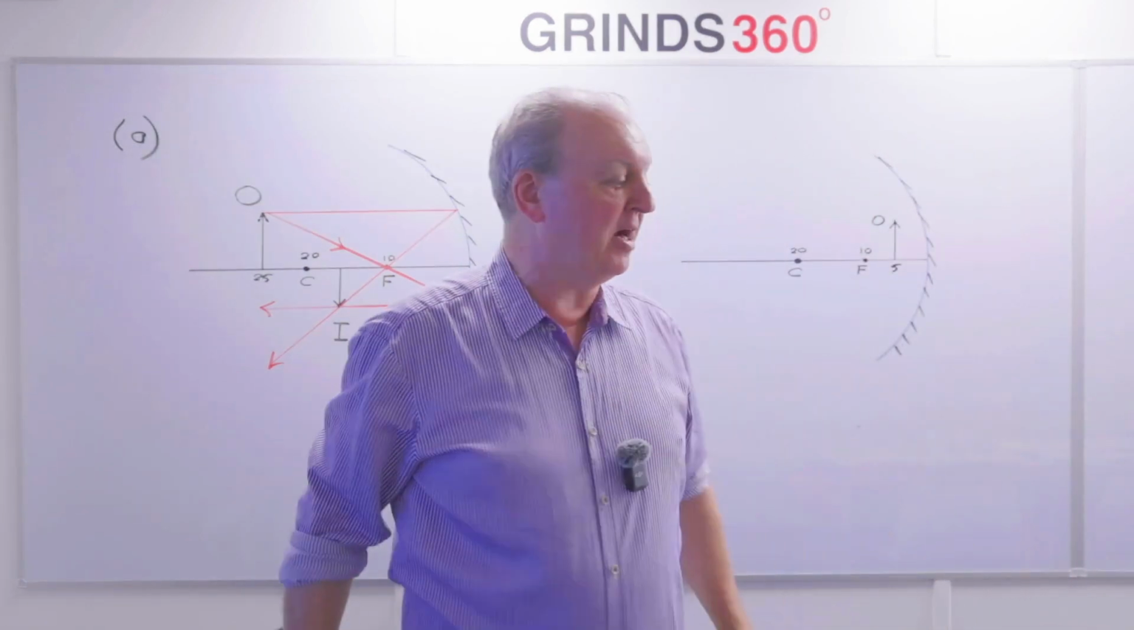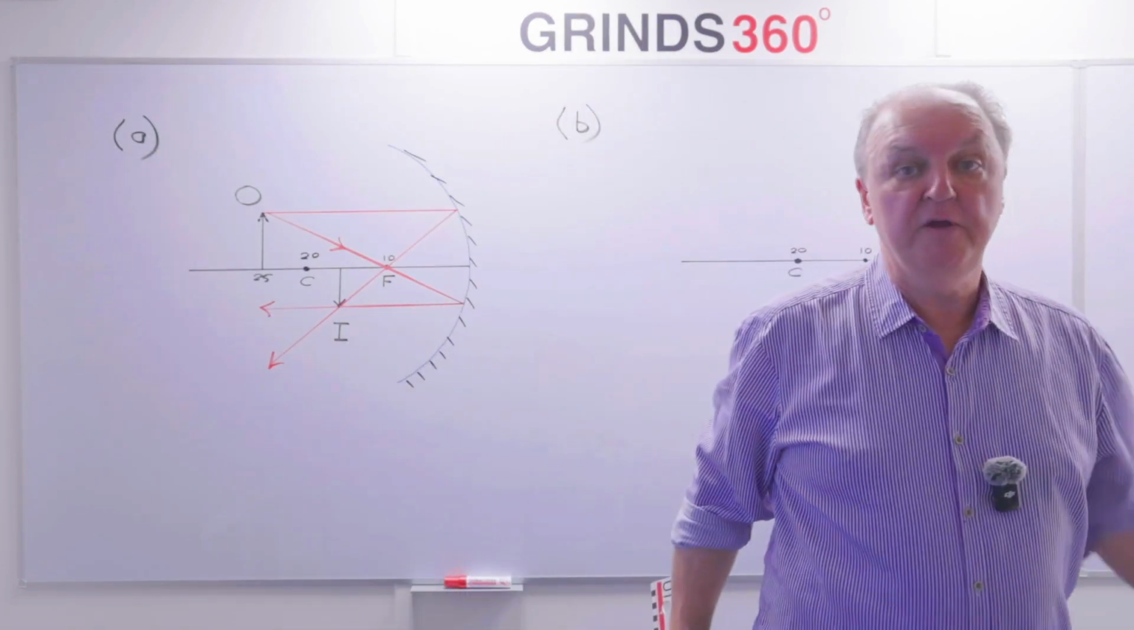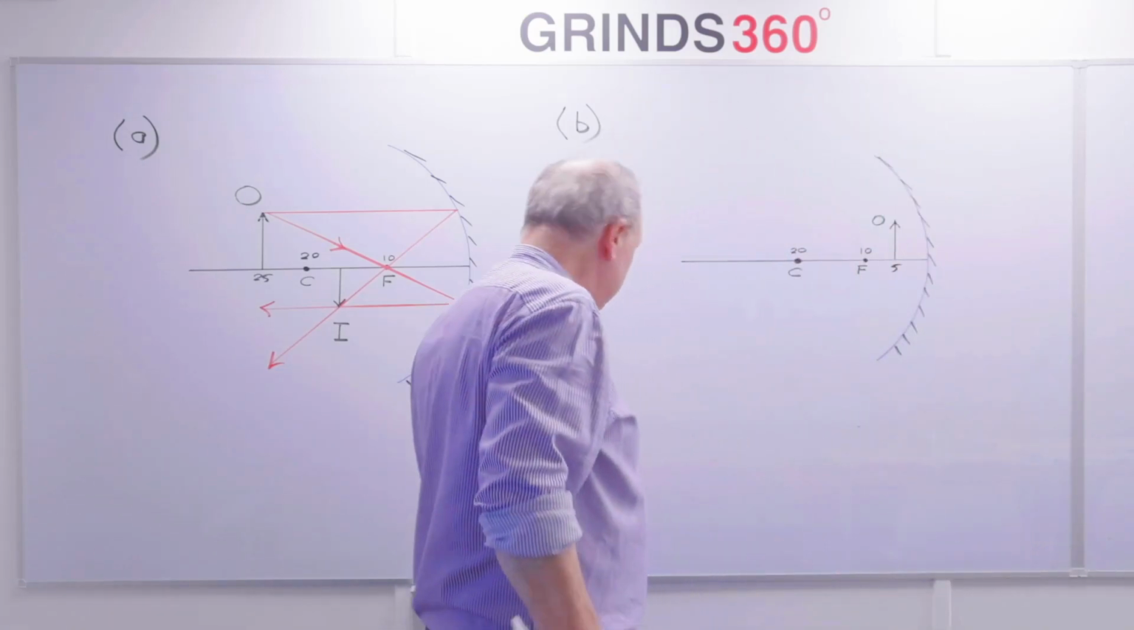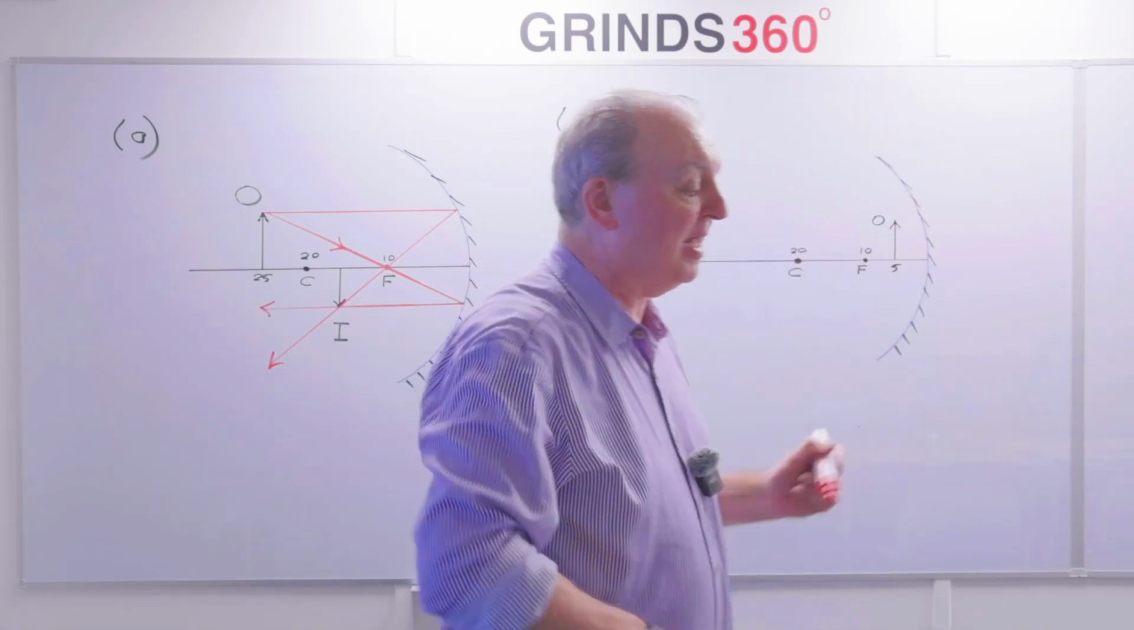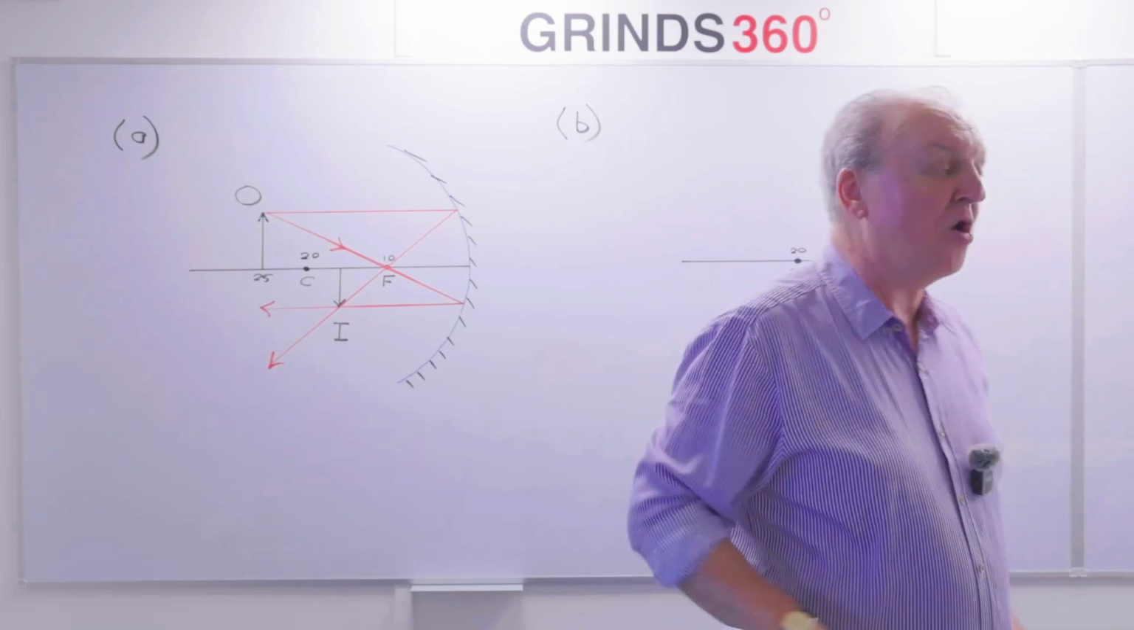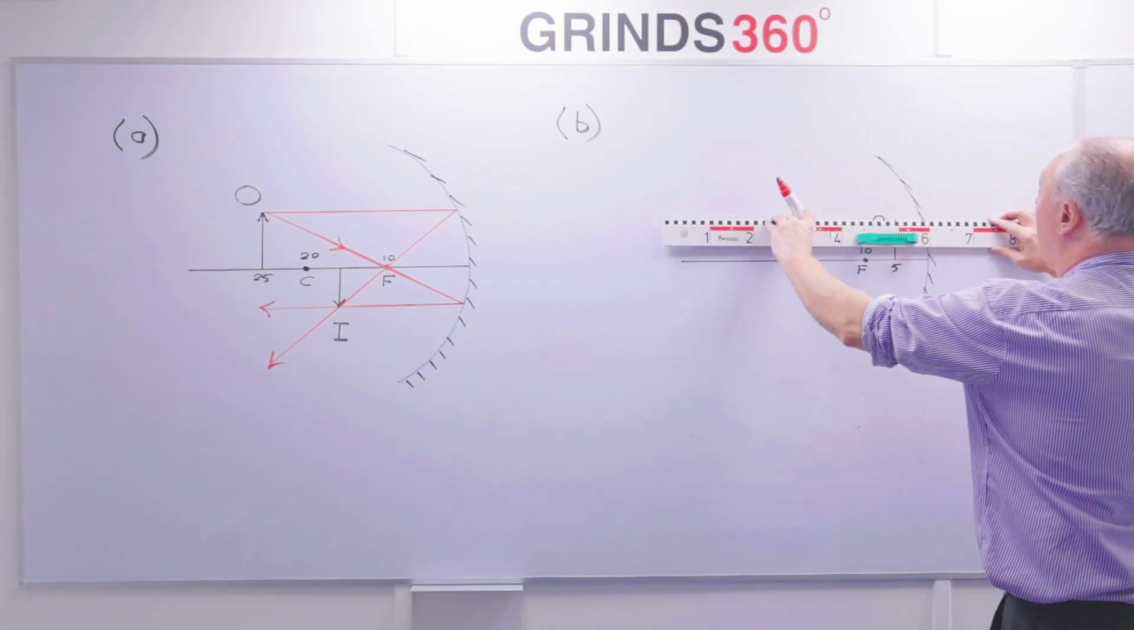So let's do my ray diagrams again. So what's the usual procedure? From the tip of the arrow, take a ray of light parallel to the principal axis. Where does it go? It's reflected down through the focus.